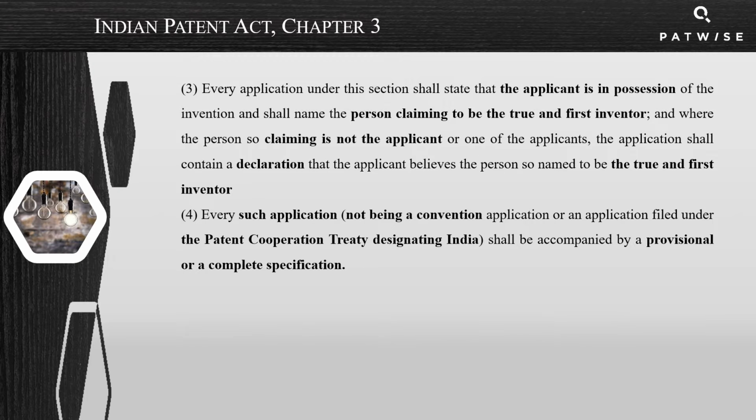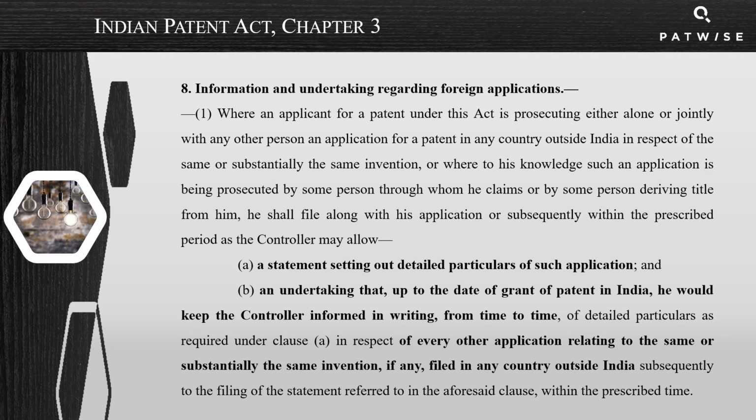Every application for patent shall contain a declaration by the applicant claiming that he is in possession of the invention and claiming that the person named as the first and true inventor is actually the true inventor. Further, every such application, except a convention or a PCT application, should be accompanied by a provisional or a complete specification.